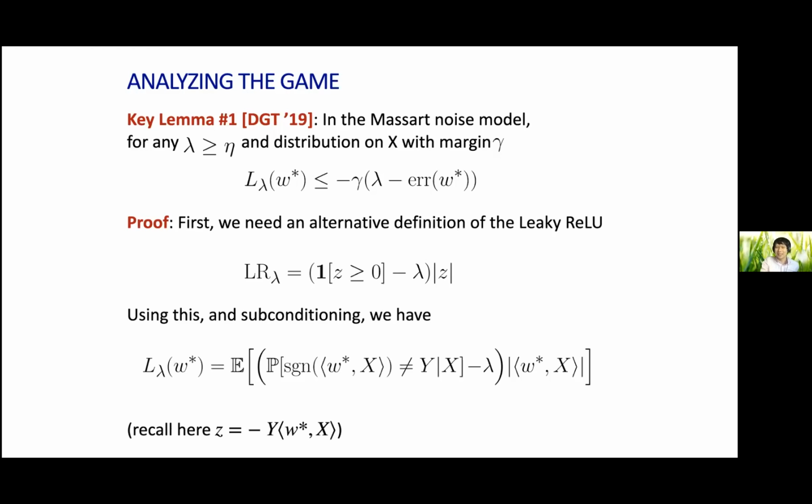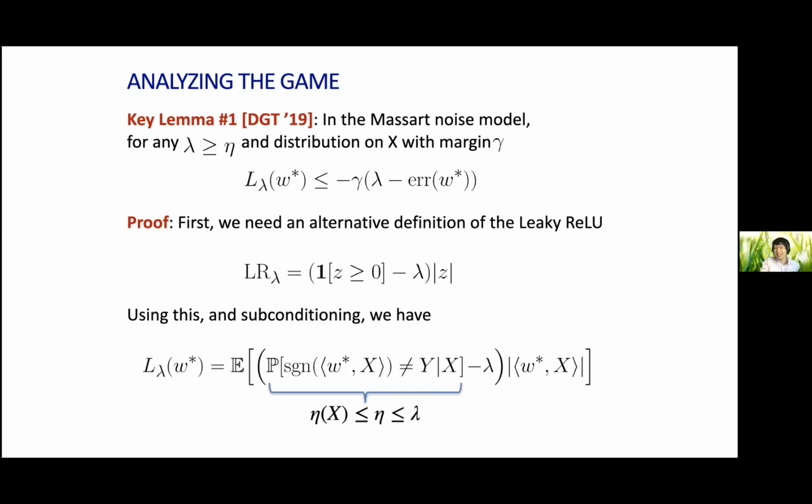Now we take the expectation over everything, and in our definition we evaluate the Leaky-Rayleigh at y times W star dot x. So this absolute value z just becomes the absolute value of W star dot x. Then you have this indicator. You can take the expectation over y, and you get this probability that the sign is not equal to y, minus lambda. So we just took the expectation, and this is what we get.